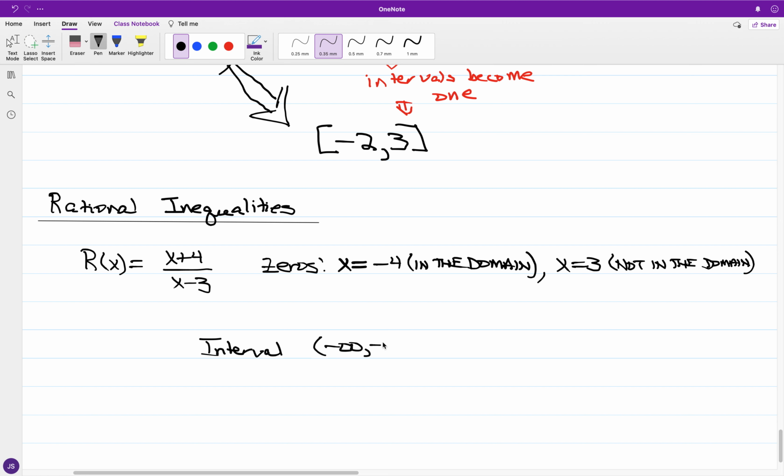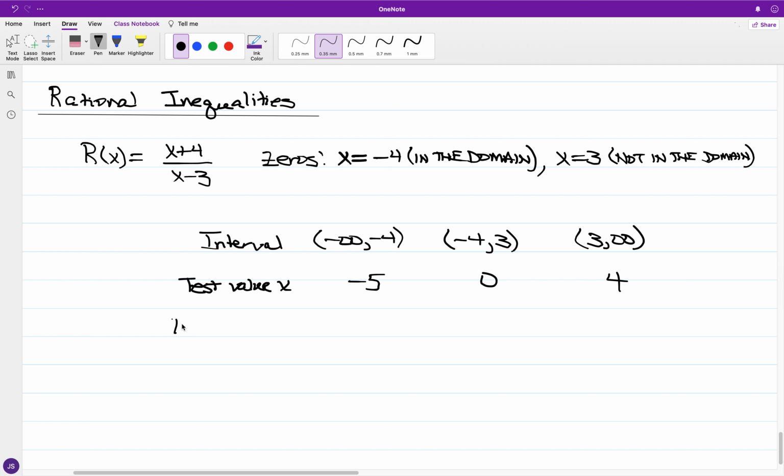Okay, and if we set up tables around these zeros, between -infinity and -4, then between -4 and 3, and then those values of x that are greater than 3. I'm not going to structurally complete the table, but I just want to show the test values for x. Anything less than -4, we can go with -5. Anything between -4 and 3, we can go with 0. Anything greater than 3, we'll go with 4.